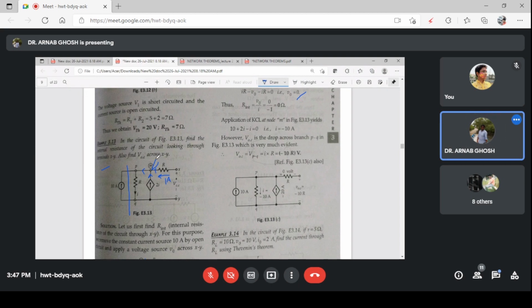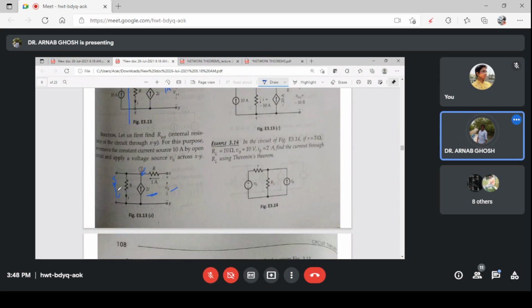Should I repeat this once again? Okay, from R internal, I will repeat this to you. So for R internal, what is the condition? You have to remove any source. So we are deactivating this part of the source. We are open circuiting the 10 ohm resistance, correct? First step clear to you? Next, for dependent sources, when the circuit is left with only the dependent source, we are considering only a 1 ampere current source.